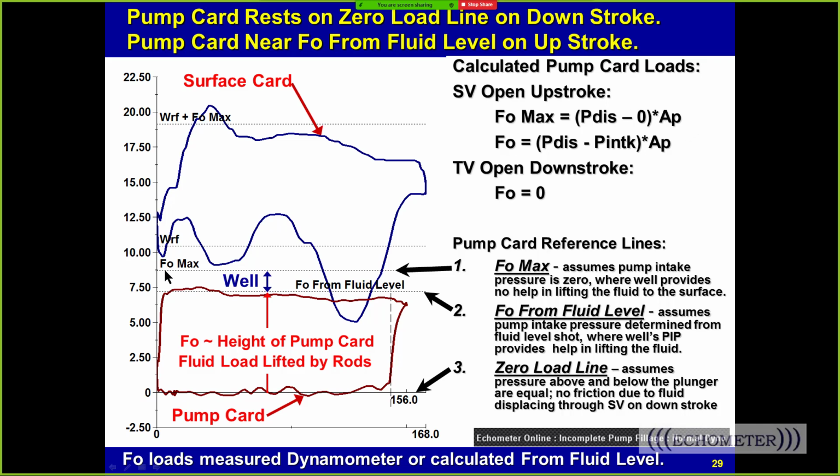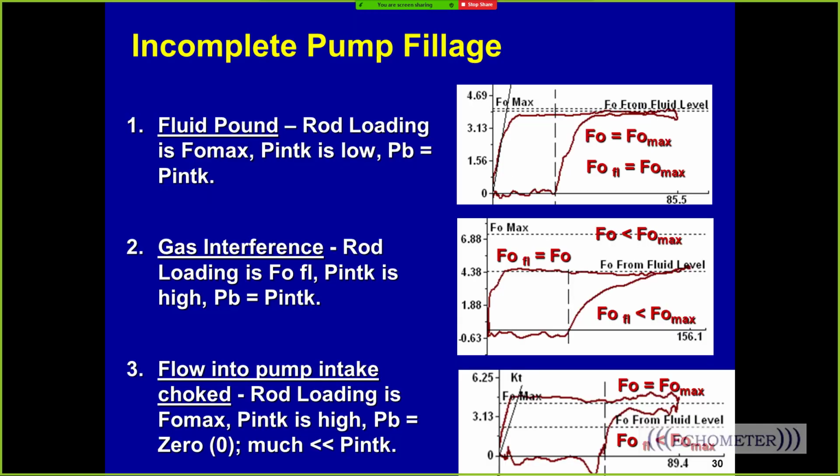And so when the pump card goes up to FO max, that means the pump intake pressure is near 0. So how do you use those load lines to understand the problem? Well, if you have a fluid pound pump card, then the pump card fluid load is up at FO max, which means the pump intake pressure is low, and the fluid load from the fluid level load line is also up at max. That means we shot the fluid level and the well's pumped off. So those two conditions must be satisfied to have a fluid pound card.